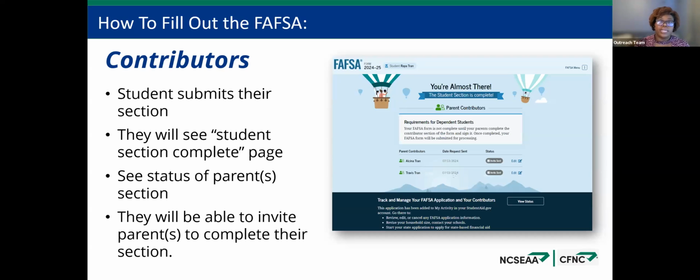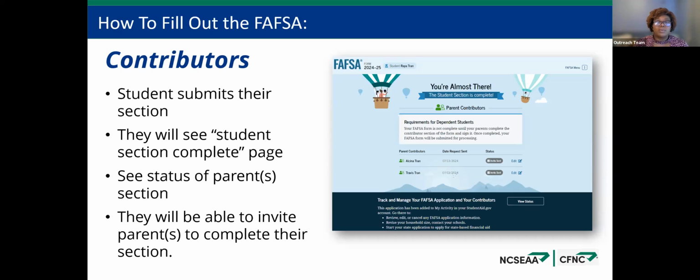So Jackie would go through and submit their portion of the FAFSA. And Jackie would come to a screen that looks like what you see before you. And it would say, your section of the FAFSA is complete. Your parent is going to need to contribute to the FAFSA. And then Jackie would see the name of the parent that she has invited to contribute to the FAFSA, the date that that request was sent to the parent, and then the status, whether or not the parent has received the invitation, has logged in, has submitted their portion of the FAFSA. So Jackie has done her part, and now Jackie is waiting on her parent to finish their part as a contributor.